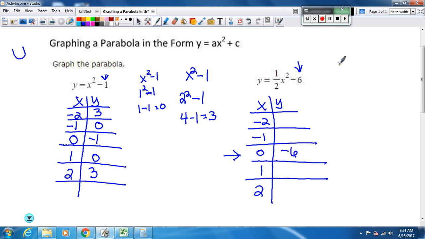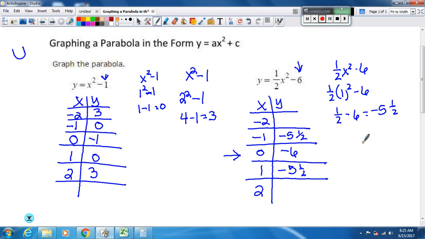You take your original equation, 1/2 x squared minus 6. I'm going to plug in a 1 for that. Okay, so exponents first. 1 times 1 is 1, and half of 1 is 1/2, and 1/2 minus 6 is a -5 and 1/2. Fractions are okay, don't be afraid of them. So that means up here is -5½ as well.